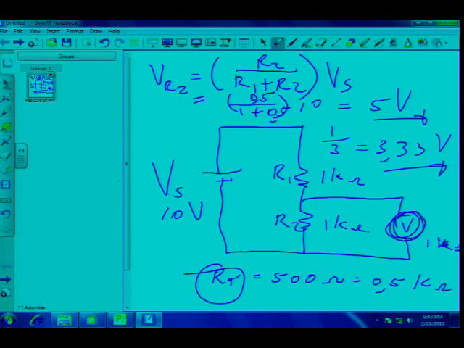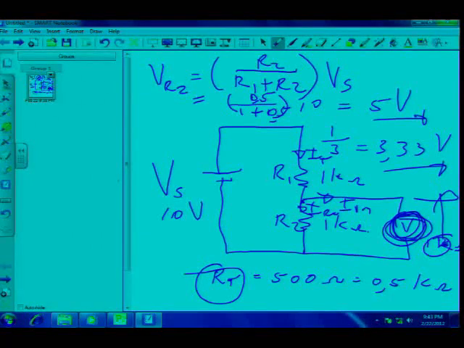Kirchhoff's current law states, if the total current flows into a junction, what's going to happen? It's going to split, eh? It's going to split here, let's call that I voltmeter, and it's going to split into I R2, which is not what I want. I don't want the current to flow through the voltmeter. What restricts current flow? Resistance. So what's going to happen with this voltmeter? This resistance must be much higher. A voltmeter's internal resistance should be much higher.